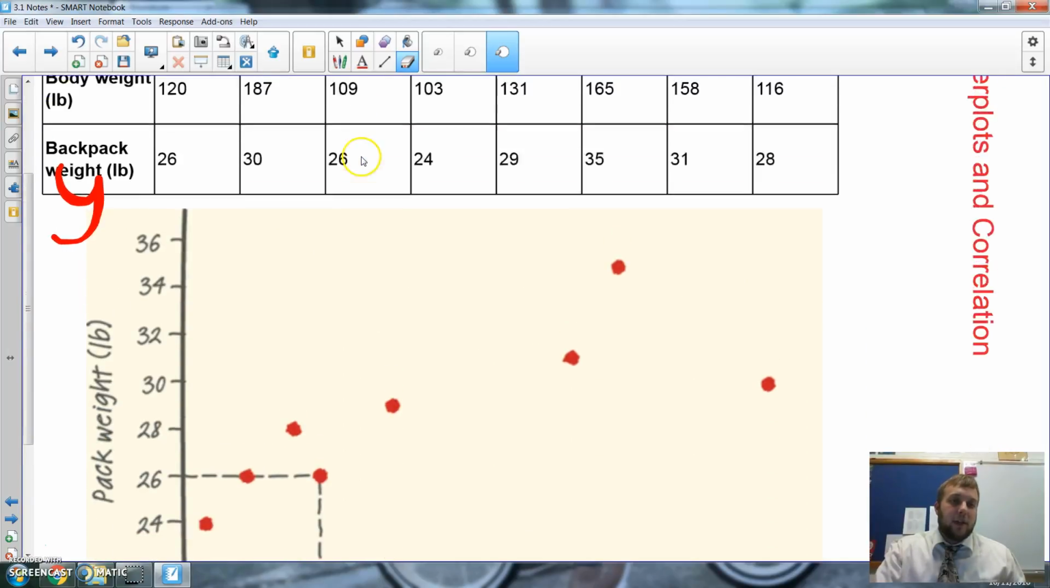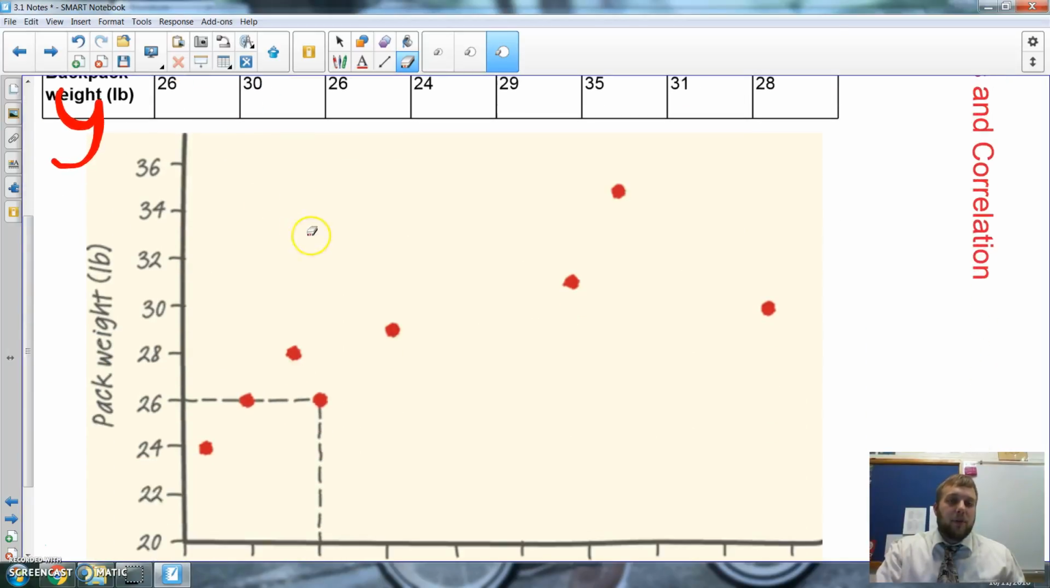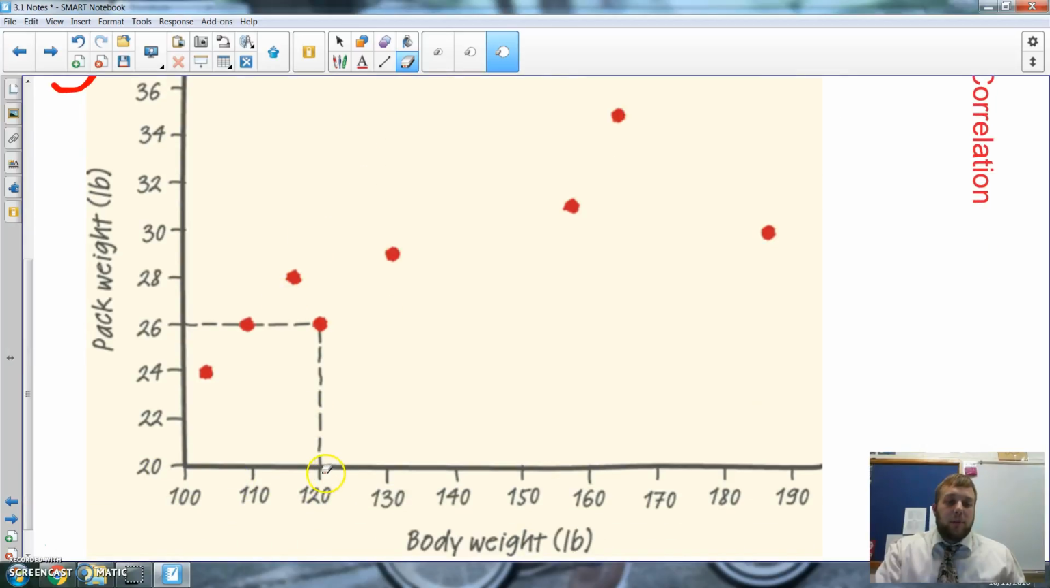If I was to do this, I would say our 120-pound person. So I go to 120 pounds, and I go up to 26. They can carry a 26-pound backpack, and I plot that point. Then there's another person who weighs 110 pounds. Well, they can carry a 26-pound backpack. Plot these points out. Get yourself a graph, and we'll talk. Maybe you want to pause it for a second. If you didn't pause it, then hopefully you're a fast plotter. We're going to move on to the next one.